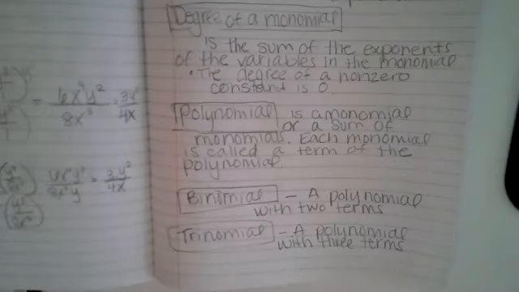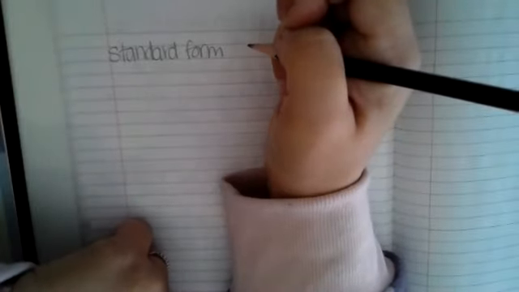Okie dokie. Then, a lot of information, so you're probably going to need to review this at some point. We are going to look at standard form of a polynomial. So this is standard form of a polynomial.